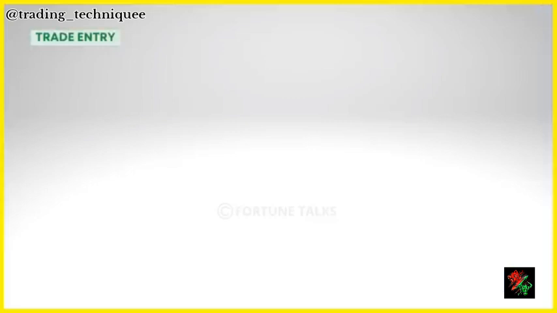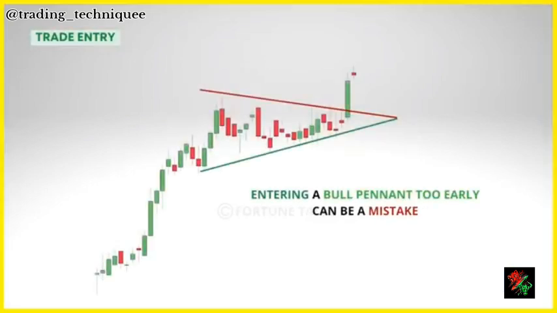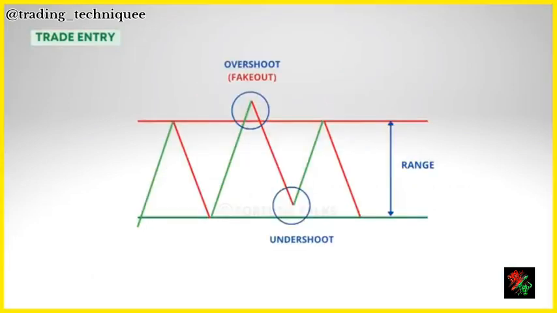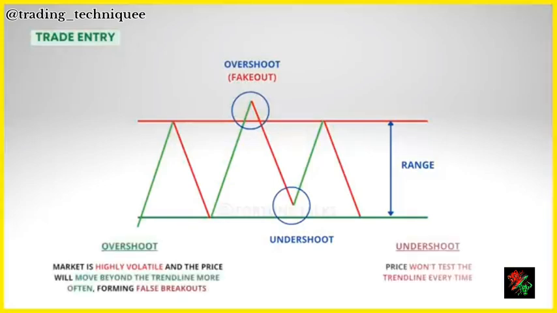Now starting off with the trade entry criteria, one of the most costly mistakes that traders make while trading the pennants is entering a bull pennant too early. As you know, ranging markets or even pullbacks can be challenging to enter for two main reasons. The range can overshoot or the range can undershoot. Now, overshooting happens when the market is highly volatile and the prices will move beyond the trend line more often, forming false breakouts. Now undershooting is the opposite, that is the price fails to test the trend line every time.